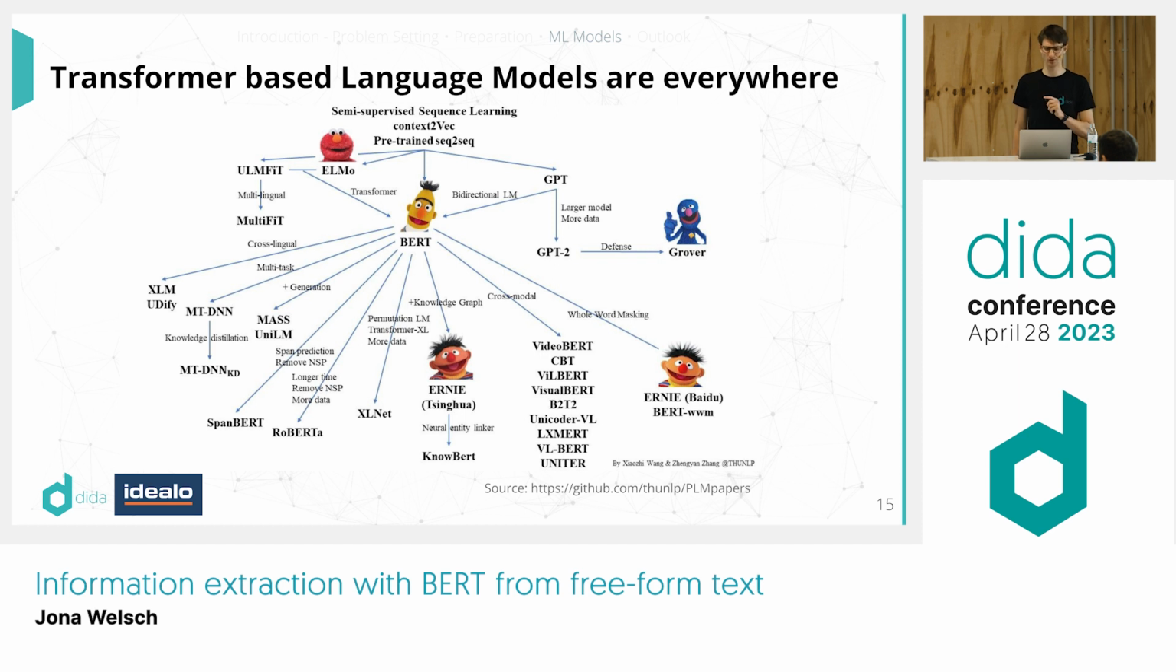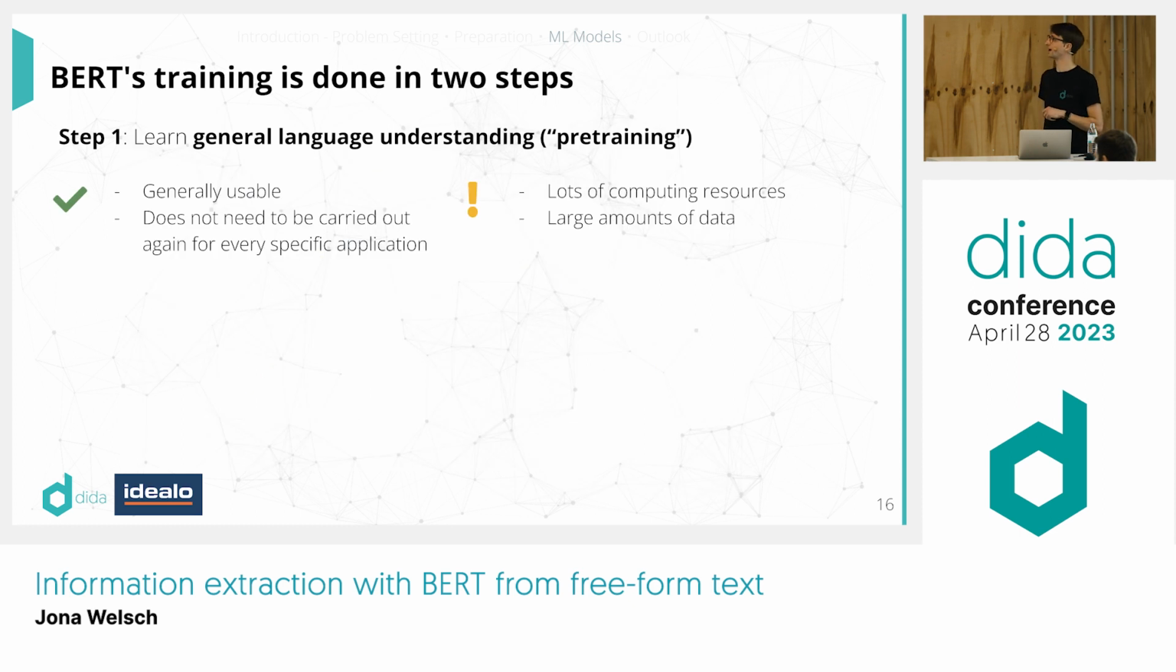Let's look quickly at how BERT actually learns this context understanding and this world knowledge. And this is actually done in 2 different steps. I start with something to learn my general language understanding, also known as pre-training. The nice thing about this is it's generally usable because it's general language understanding, and I don't need to carry it out for every specific application, which is again nice for us because we don't need to train it for a certain problem setting. We can just take the pre-trained version. It needs lots of compute resources and large amounts of data. Again, none of our problem because we can just get it.